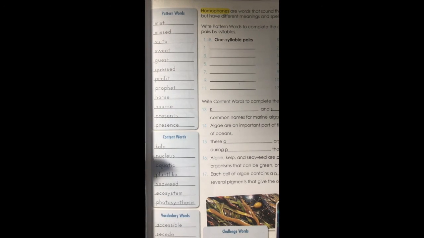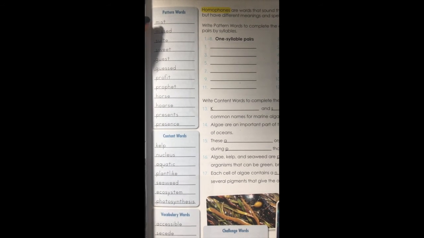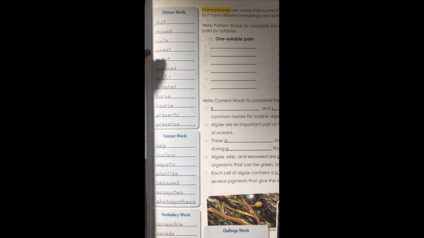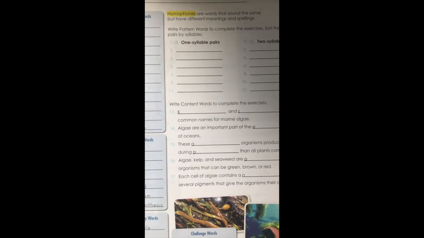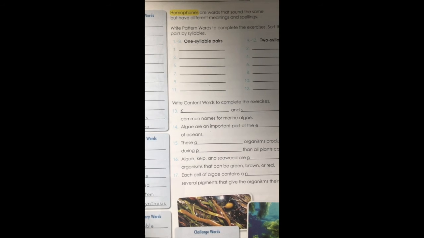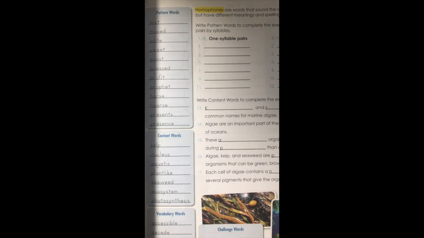So for our pattern words 1 through 12, we have mist, mist, sweet, sweet, guest, guest, prophet, prophet, horse, horse, presence, presence. There's no difference in the way these pairs sound, but the meanings are completely different. So here you're going to write the pattern words, sorting them. And the first exercise is simple because it doesn't have much to do with the meanings. You're only classifying them by their syllables.